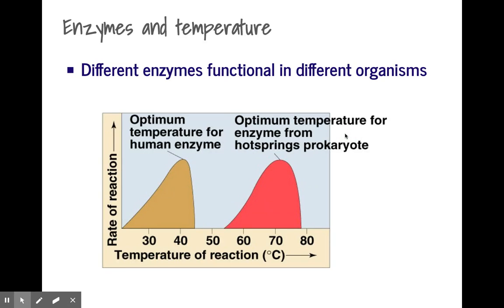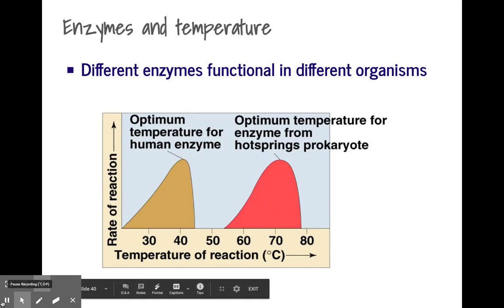Now, different enzymes function in different organisms. So, for example, if I look at these two different enzymes, so depending on who you are, like we said, this enzyme here is going to be working best within this temperature. This one here, the optimum temperature for the enzymes for hot springs prokaryotic organisms is at 70 degrees Celsius. So, the enzymes are going to work better depending on what their environment is.